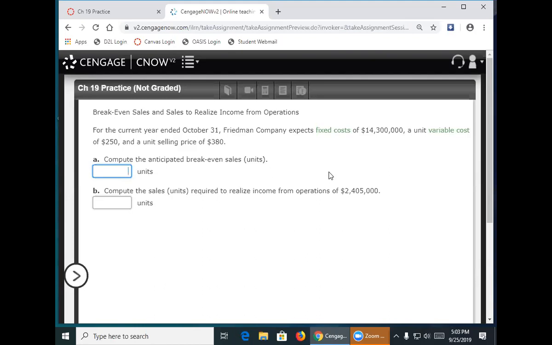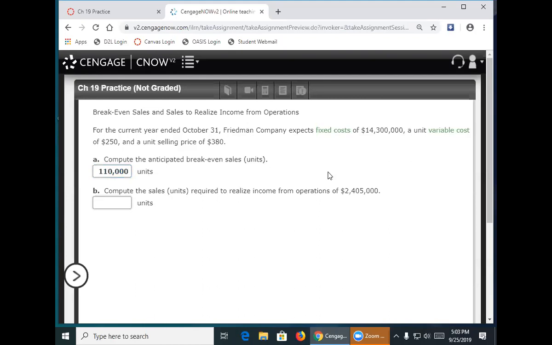So how many units do we need to sell to break even? 110,000, good. So in order to break even, we would need to sell 110,000 units. Okay. And we could do, you know, our little income from operations to kind of verify that.